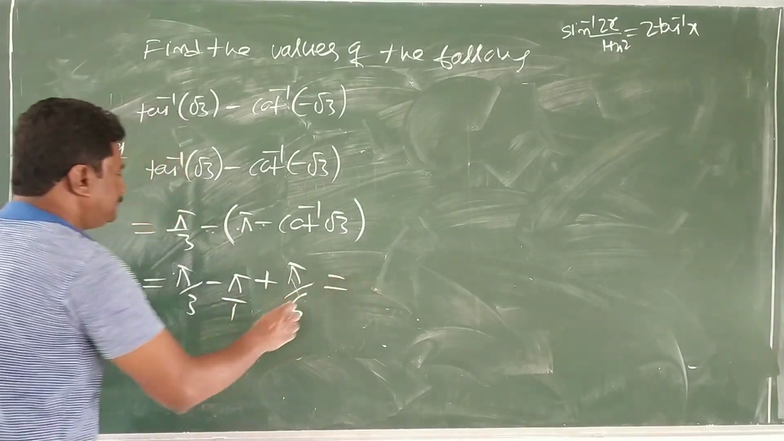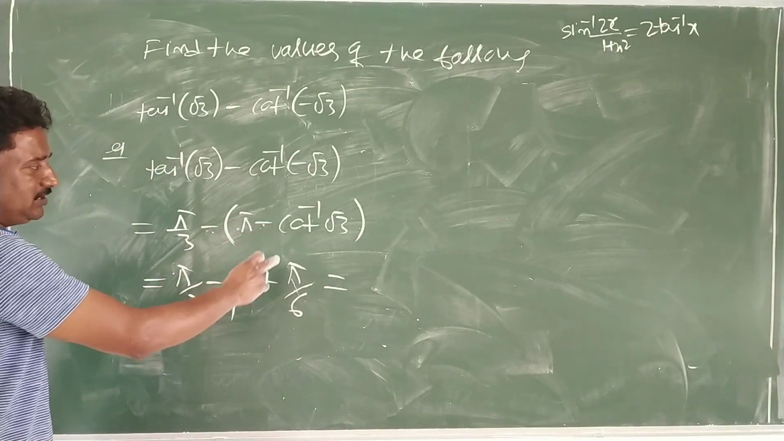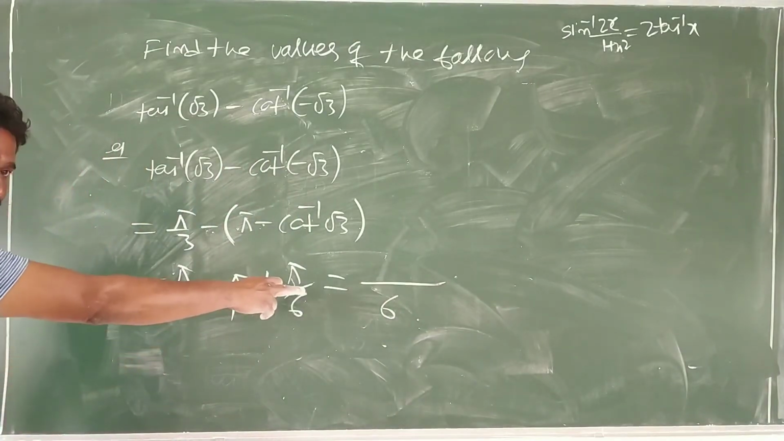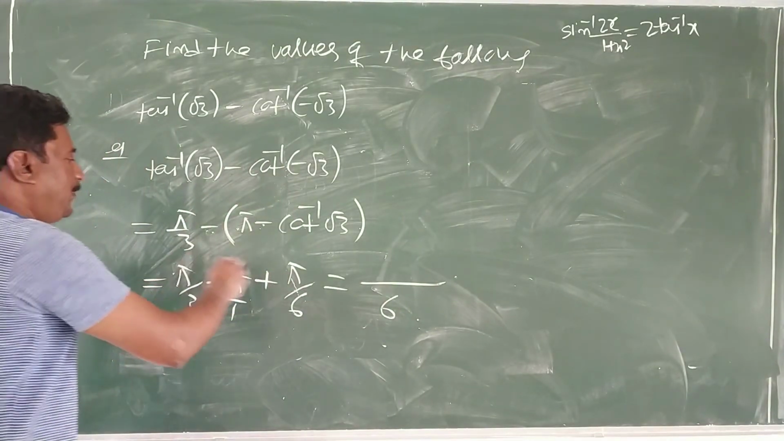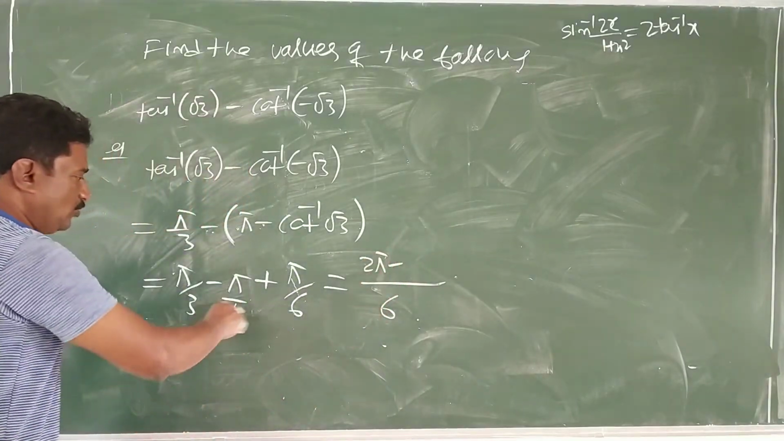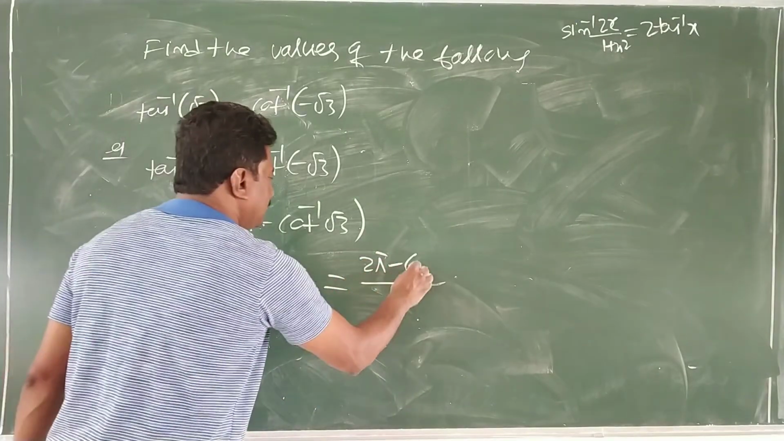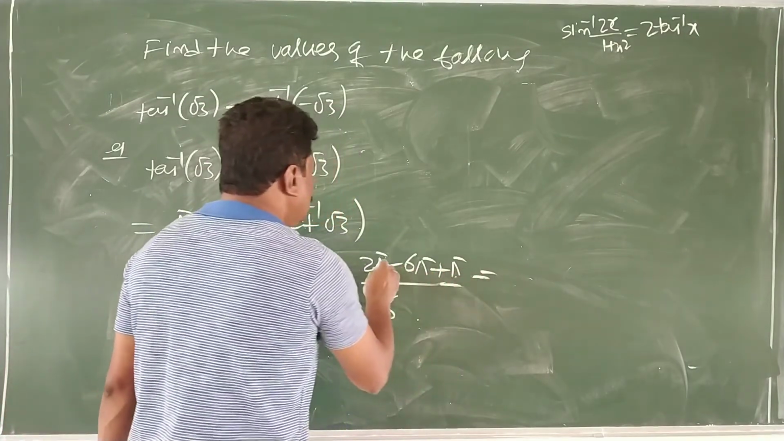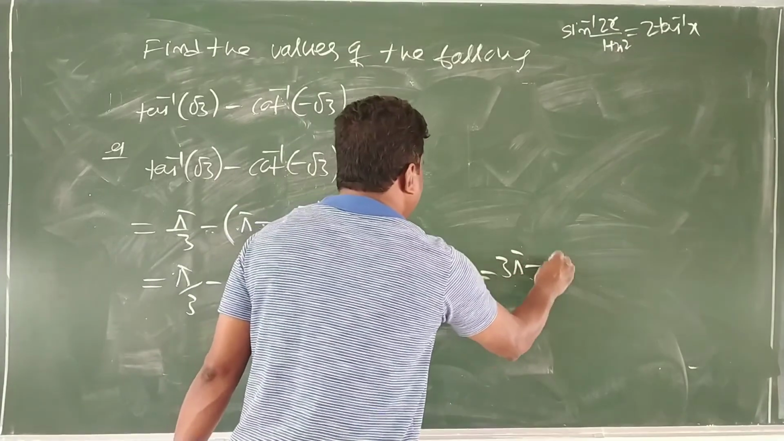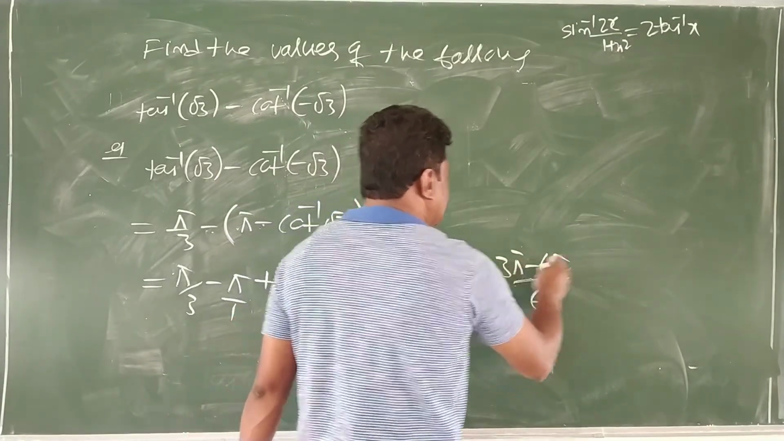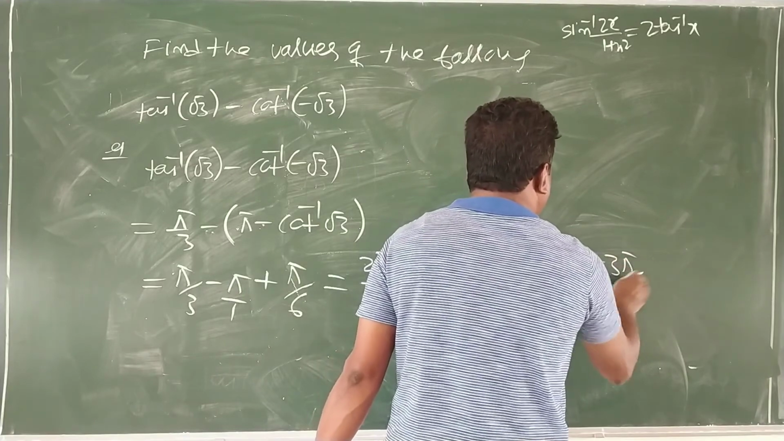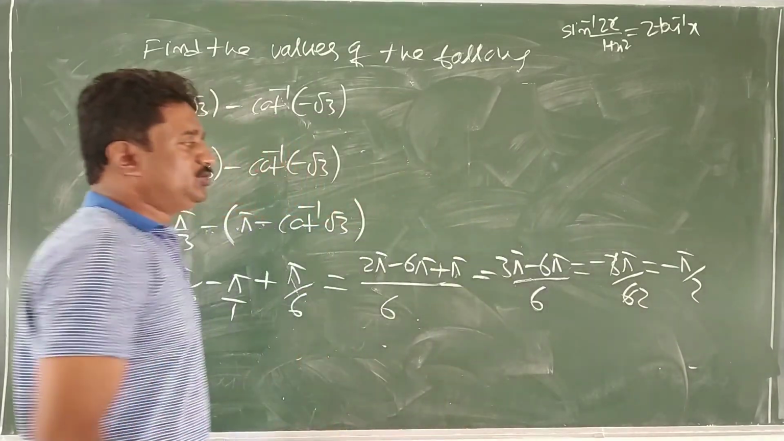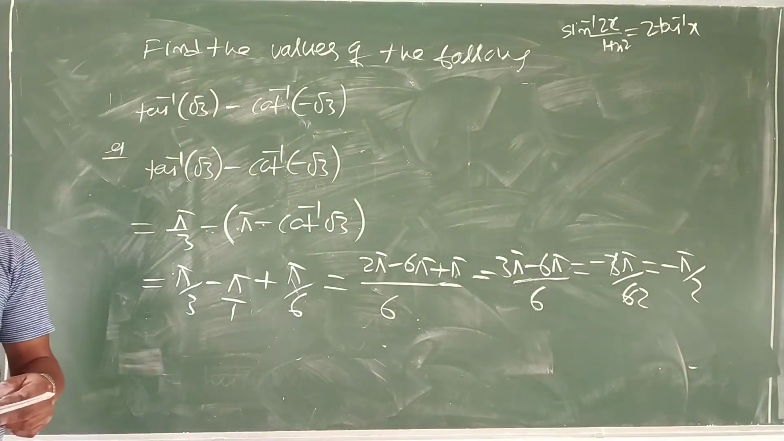Simplify this. What is the LCM? Pi by 3 minus pi plus pi by 6. LCM is 6. 3 2s are 2 pi, minus 6 pi, plus pi. 2 pi plus pi is 3 pi, minus 6 pi is minus 3 pi by 6. 3 2s are 6, so the answer is minus pi by 2.